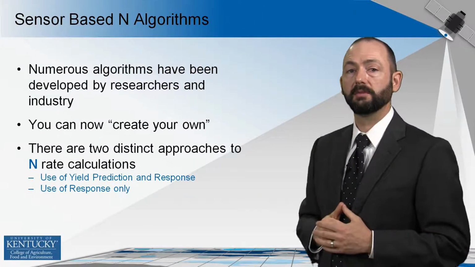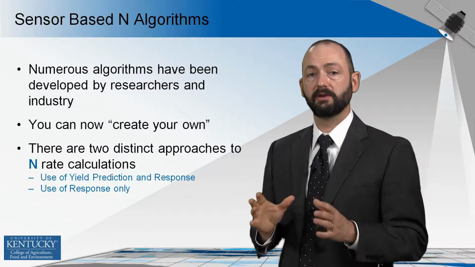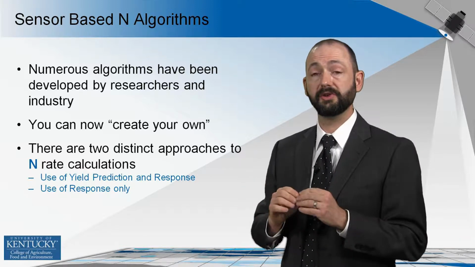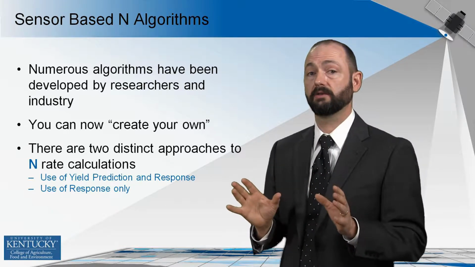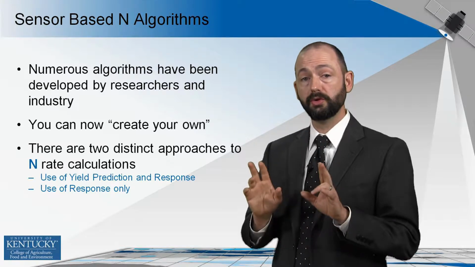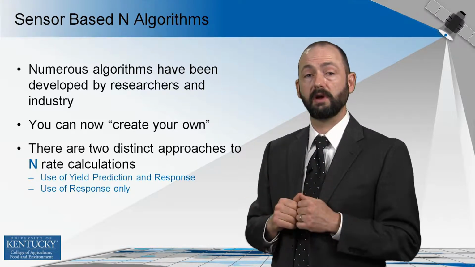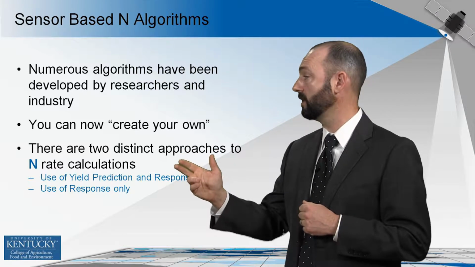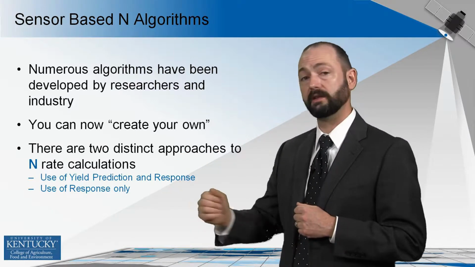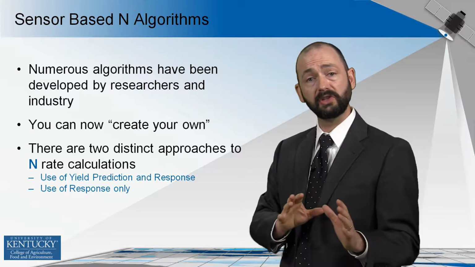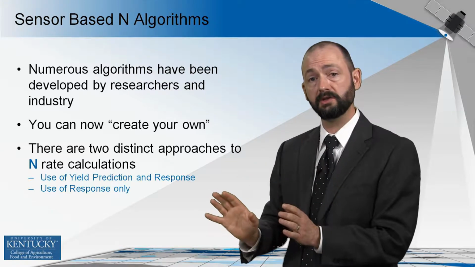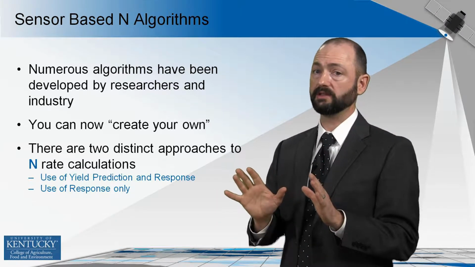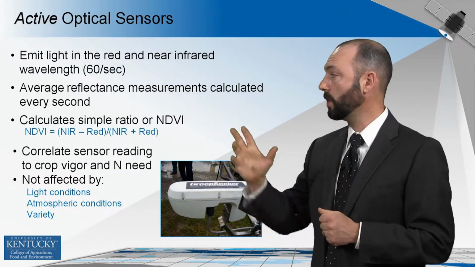Numerous algorithms have been developed by researchers in the industry. Now with these technologies, you can even create your own nitrogen algorithm for the sensors. There are two distinct approaches out there to N-rate calculations: the use of yield prediction and response equations, and the use of response only. It's important that if you're going to use sensors that you understand what type of equation you're using and where your recommendations come from. So what do active sensors do?